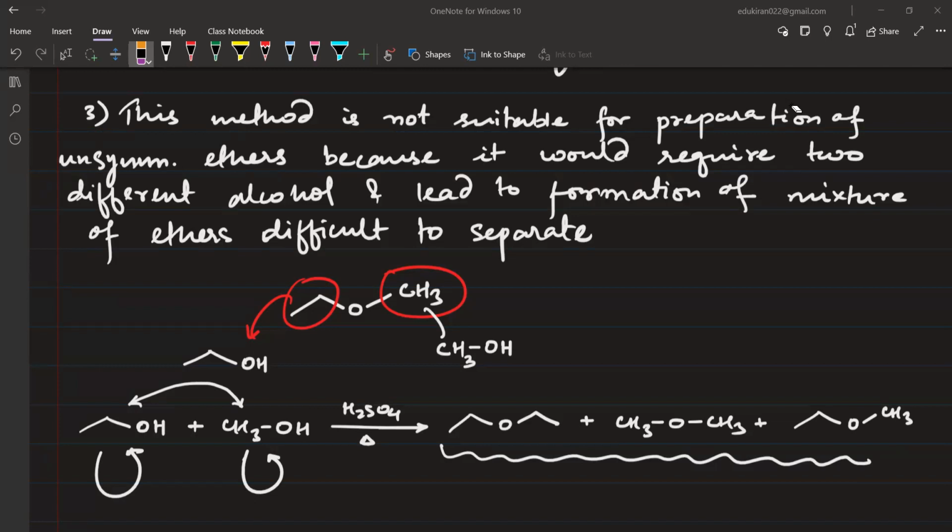That is why this method is not suitable for the preparation of unsymmetrical ethers. Why? Because it would lead to the formation of mixtures of ethers which are difficult to separate. Is this crystal clear? Yes or no? Please tell me. Rajita, Majid, Fadil, Deborah, Alina. Yes, sir. Okay. Write this down if you have not written. Let me know once you're done by raising your hand.